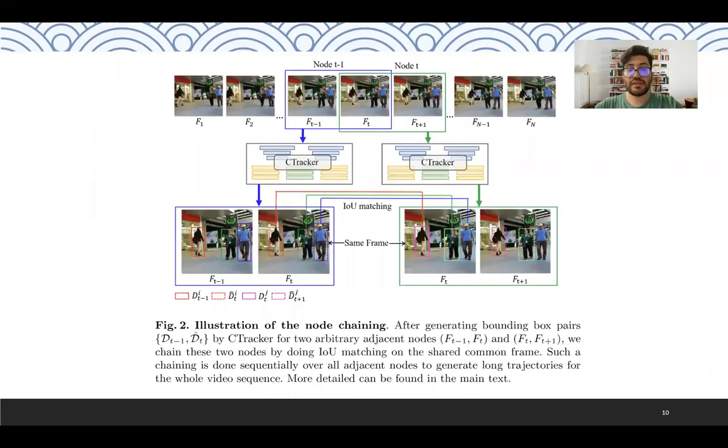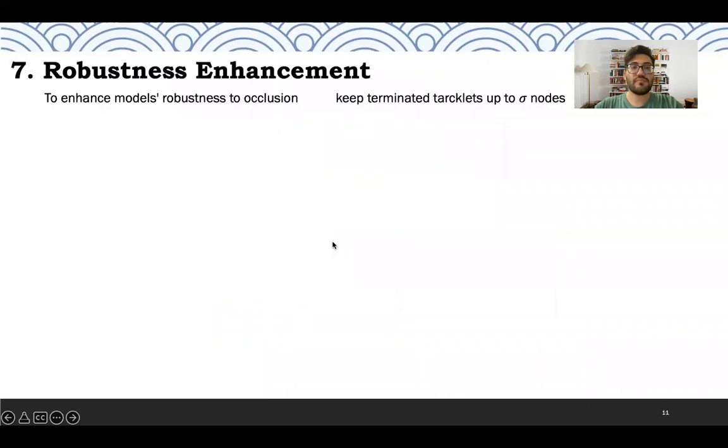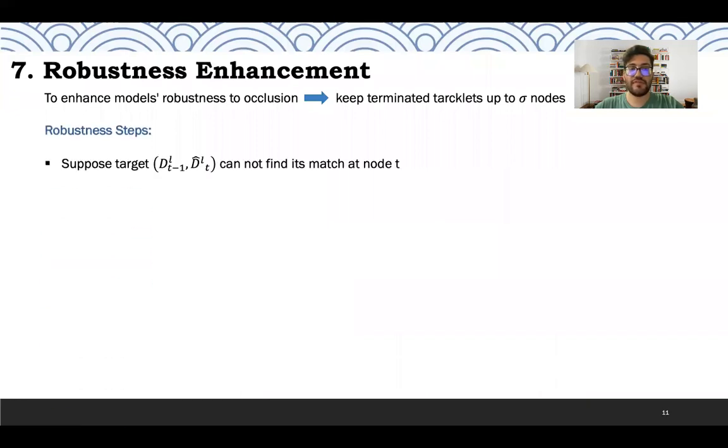The things that I discussed are visualized in this picture, in which CTracker has two adjacent nodes, and these two adjacent nodes have Ft in common. They use intersection over union for the common frame to match bounding boxes, and these matchings can extend the trajectories. To make this model robust, they choose to keep some of the terminated tracklets up to sigma nodes, and sigma is a hyperparameter which is set to 10 for this work.